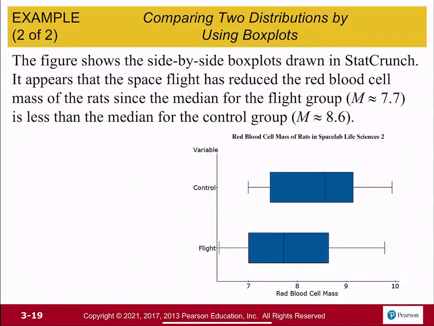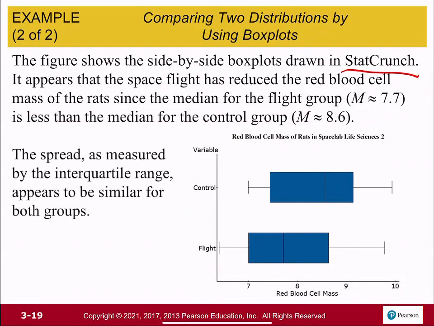So I'm guessing it looks like they graphed it using StatCrunch. We did it by hand, which is a lot cooler, I think. All right, so the spread as measured by the interquartile range appears to be similar for both groups. So interquartile range is about the same-ish, but it does look to be slightly higher for the control group. The data kind of seems to be pushed a little bit more to the right.